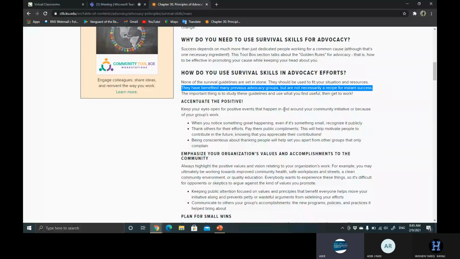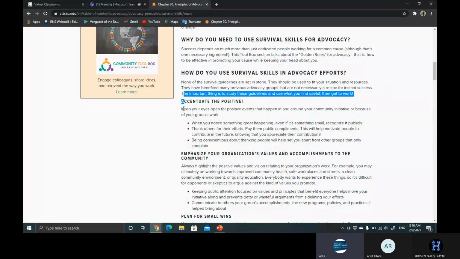Some people, while using those skills in their advocacy campaign, have achieved some success, yet it's not always the same for everyone. Not all people will use the same skills for their advocacy to be successful. It depends on the situation, the rightness of the cause, the power of the advocate himself, and the people he is working with. The important thing is to study these guidelines and use what you find useful, then get to work. So far, so good? Yes.